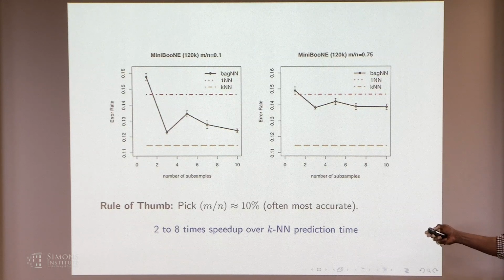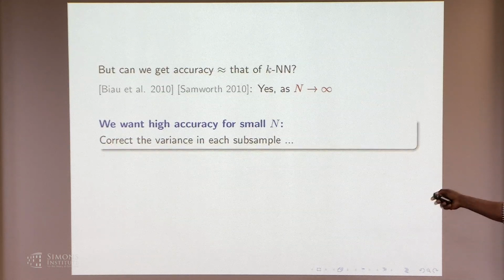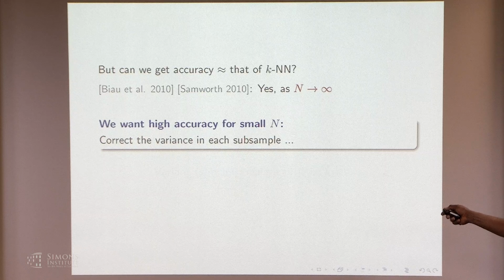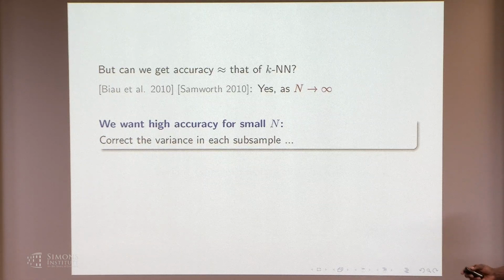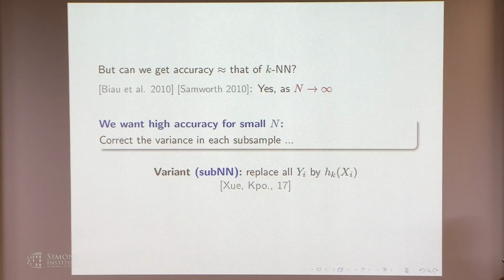So the question is, can we get such a high accuracy for a small number of subsamples? And yes, you can do it, again, simply by correcting the variance. But now you want to correct the variance in each subsample separately. In fact, you can just correct the variance of every y. The problem is that you are using a one nearest neighbor for the estimate on everything, and it has very high variance. So you can correct the variance at that point.